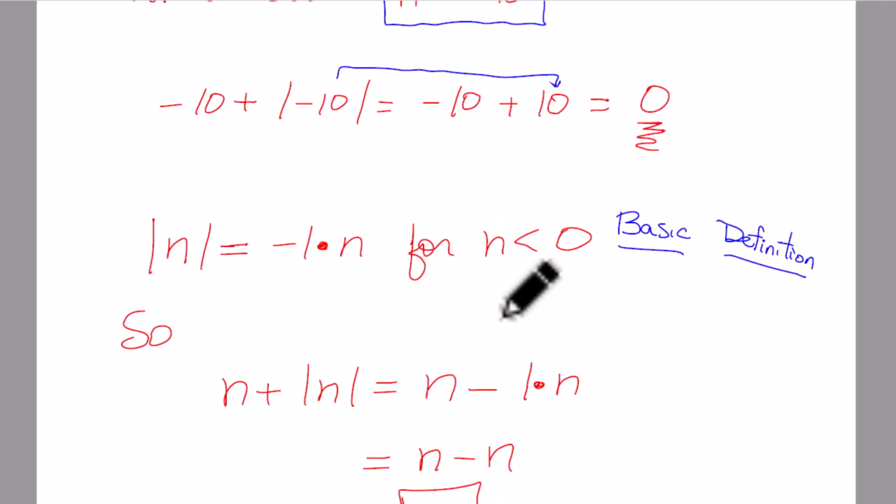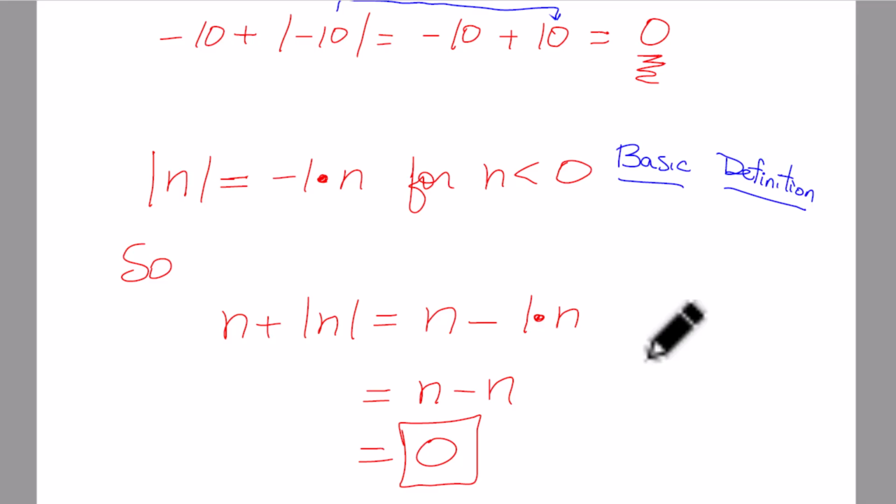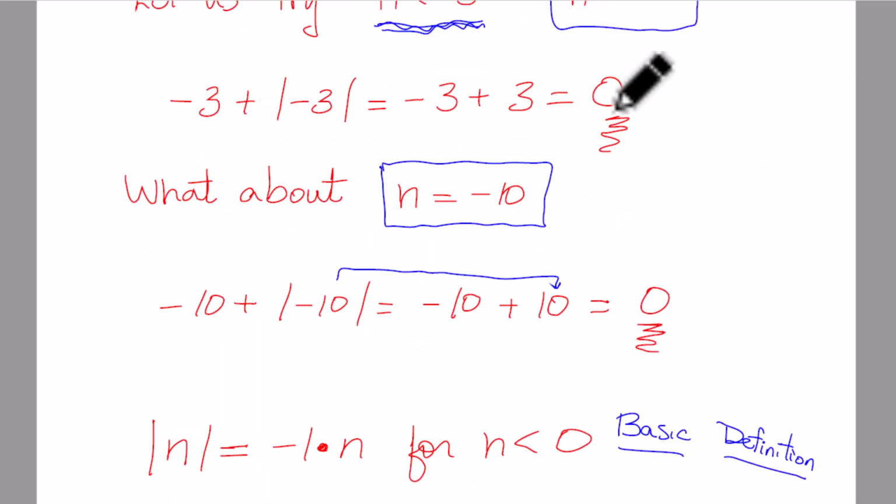And so if I use my basic definition, then for n less than 0, it's minus 1 times n, which means I'm always going to get 0. So this is the more formal way of proving it, but we sort of suspected that already because we picked two negative numbers and got 0 both times. All right, well, that concludes section 1.6.